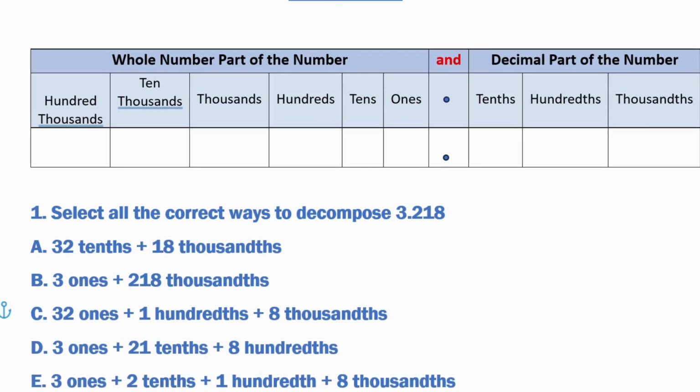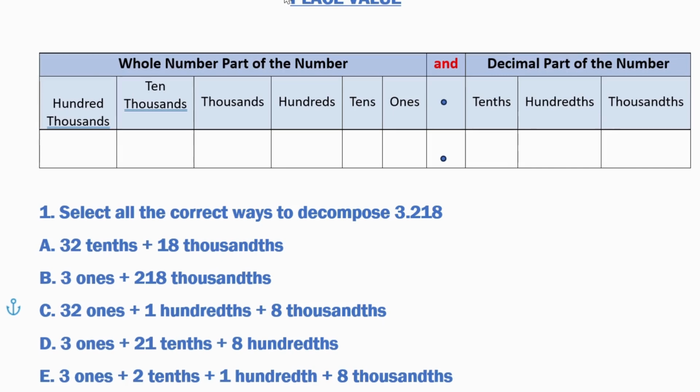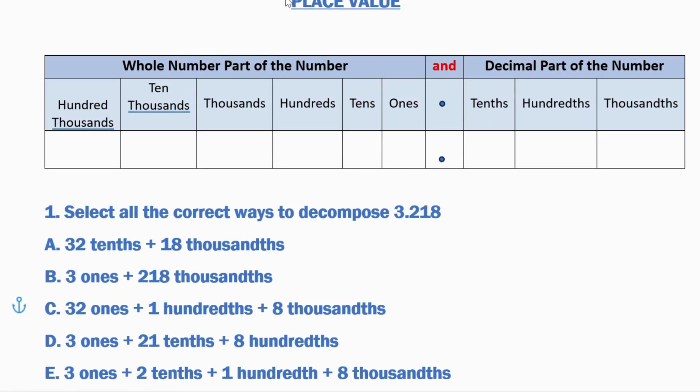And finally, choice E says 3 ones plus 2 tenths plus 1 hundredth plus 8 thousandths. So I can see the 3 ones here, which I can write as a 3 in the ones place. I can write a 2 in the tenths place. I can write a 1 in the hundredths place, and I can write an 8 in the thousandths place. This reads 3 and 218 thousandths, which is also a correct answer.